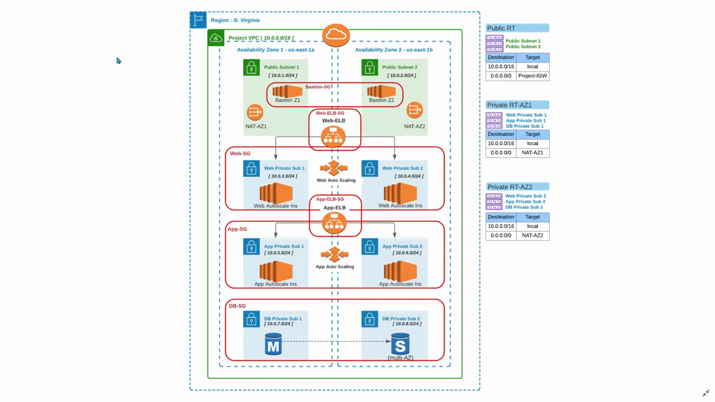So if we look at the architectural diagram, we see we have a VPC set up in the North Virginia region with two availability zones. Each availability zone has one public subnet and three private subnets. And in each public subnet, we're going to have a NAT gateway and a Bastion host. And then in our tiers, we have a web tier and an application tier. Both will have application load balancers and auto scaling. And then in our database tier, we have a multi-AZ database deployment.